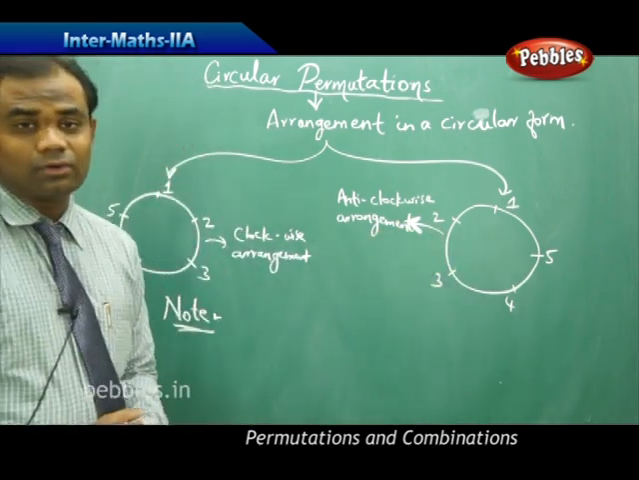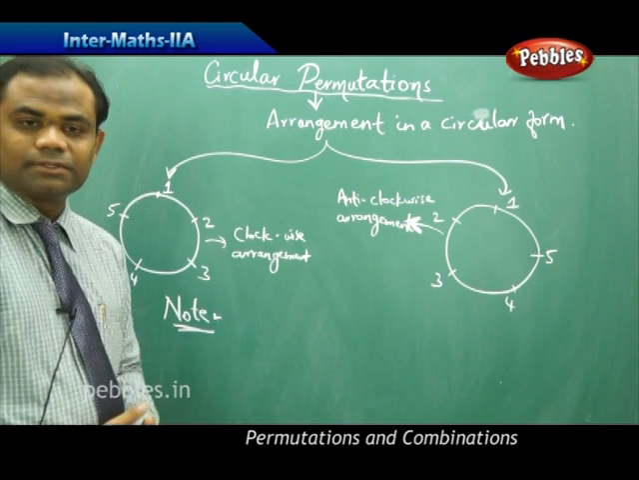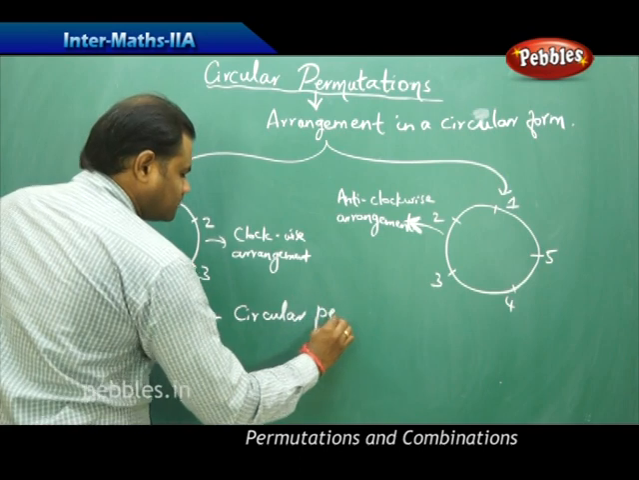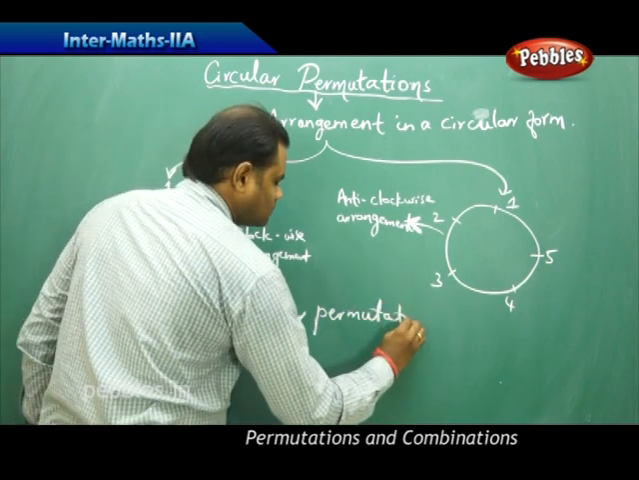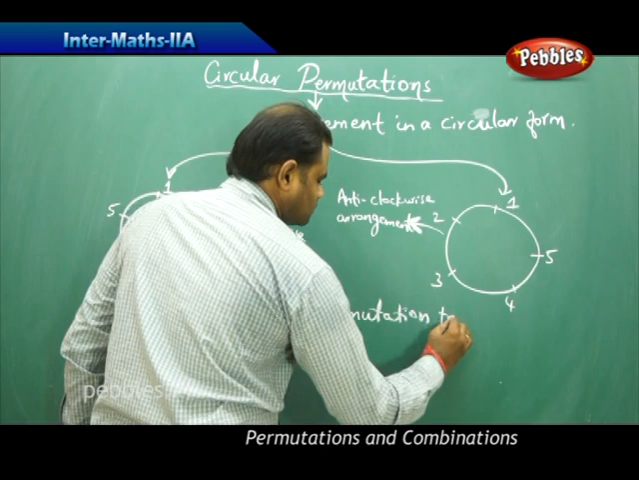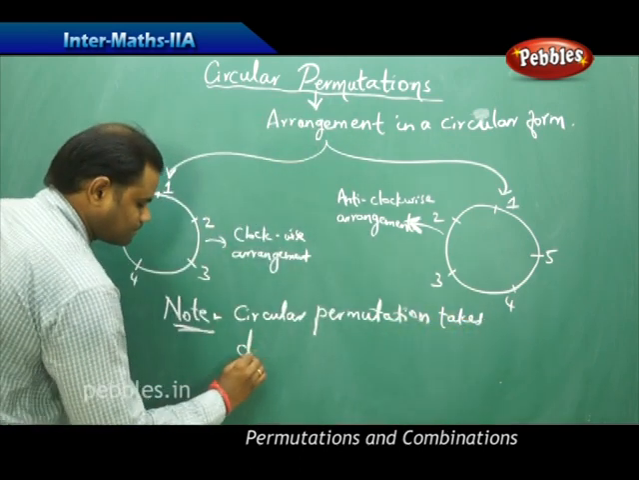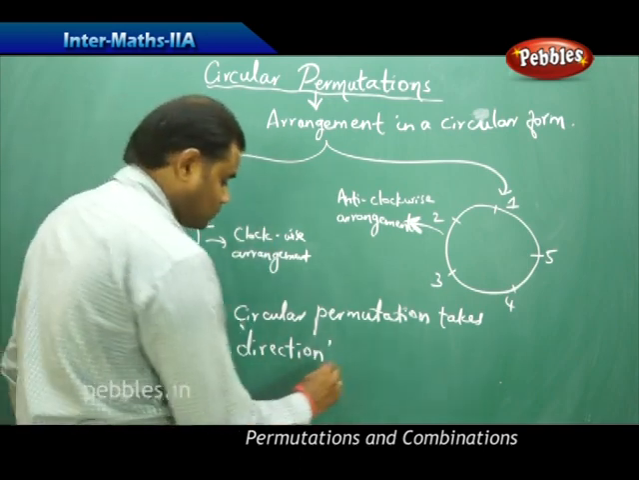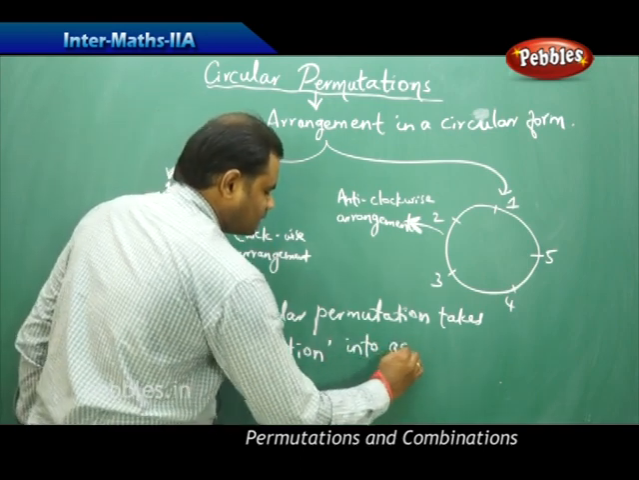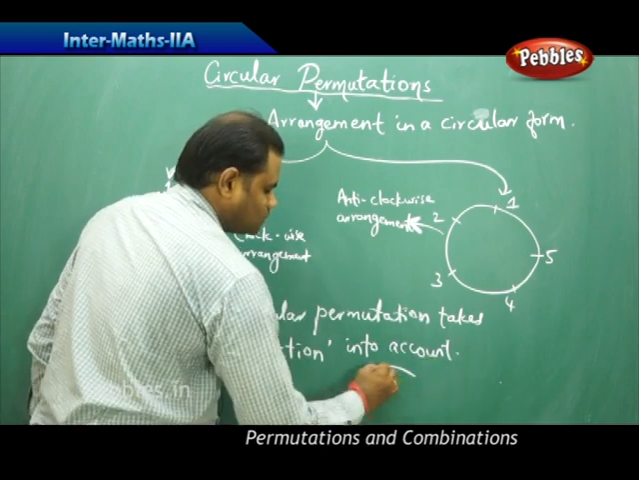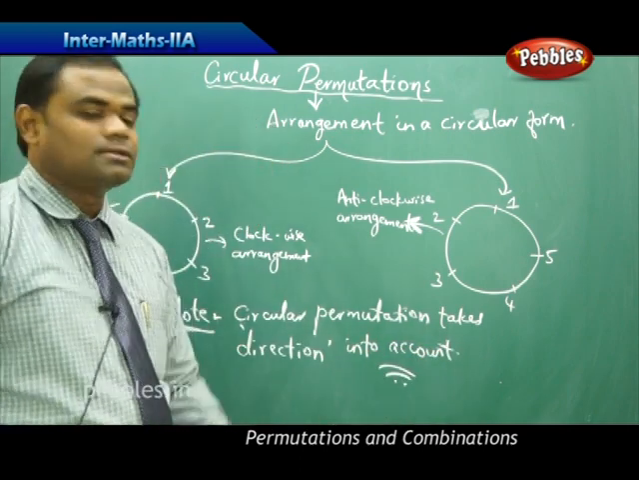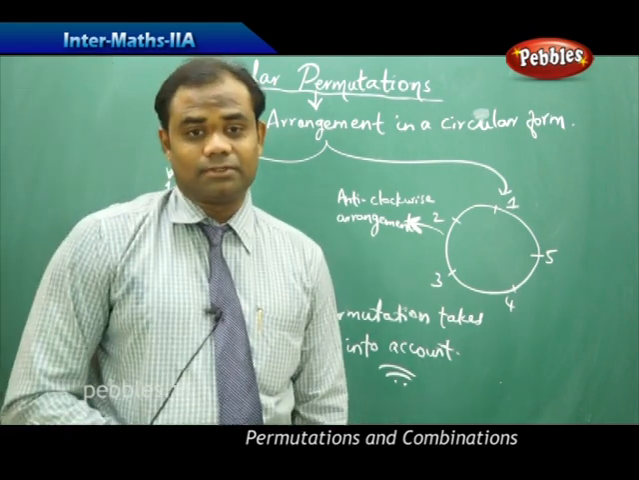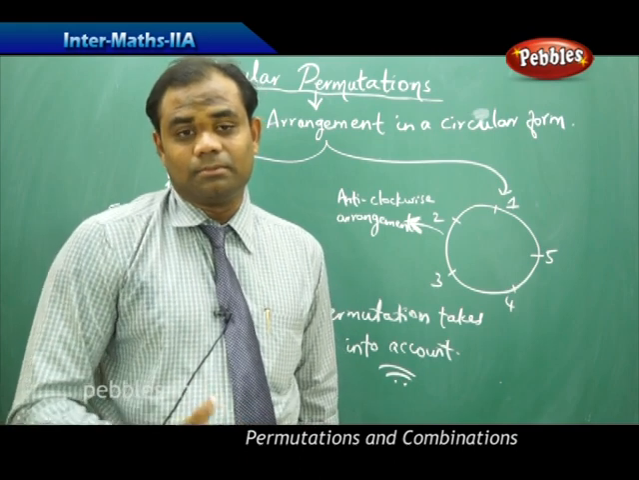So here I make a note that because I have two types of arrangements which I need to take, clockwise and anti-clockwise, my learning outcome in circular permutation is that circular permutation takes direction into account. That is, it is important that even direction is taken into account, as we understand circular permutation better. So circular permutation takes direction into account. Let's see some problems to support this.